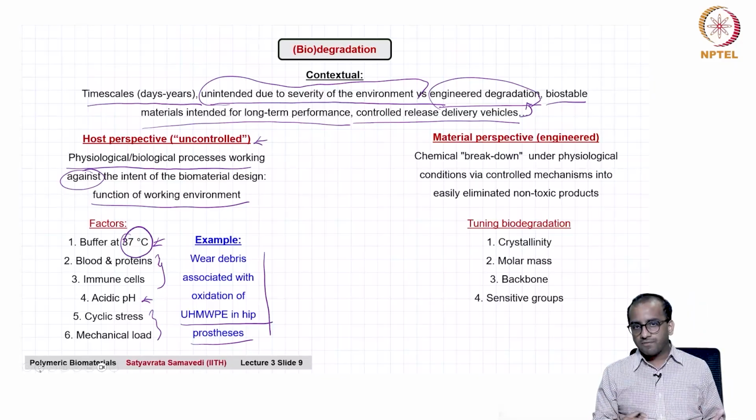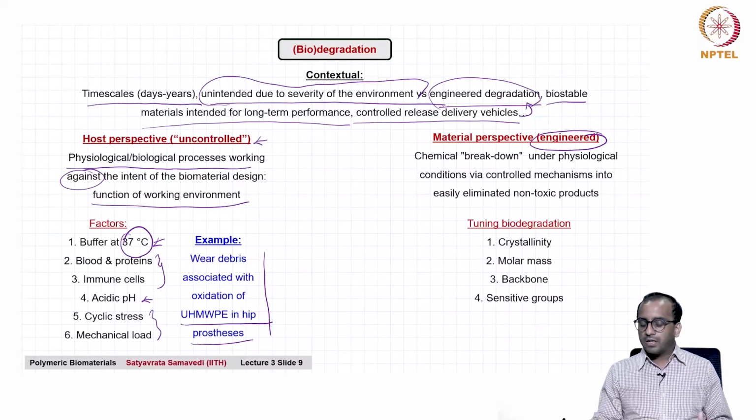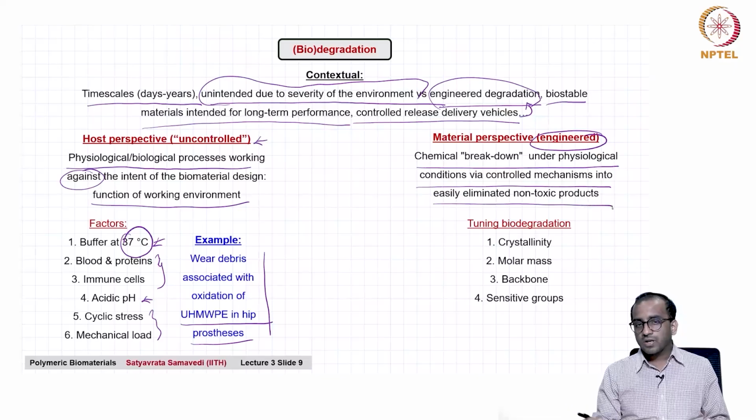You can also have, on the other hand, the material perspective, which is engineered. You want the material to degrade, but that is because you have a specific application in mind. This degradation could include chemical breakdown under physiological conditions via controlled mechanisms and result in non-toxic degradation products, right. All of those are important. First one is chemical degradation under physiological conditions through controlled mechanisms, and then non-toxic degradation products.